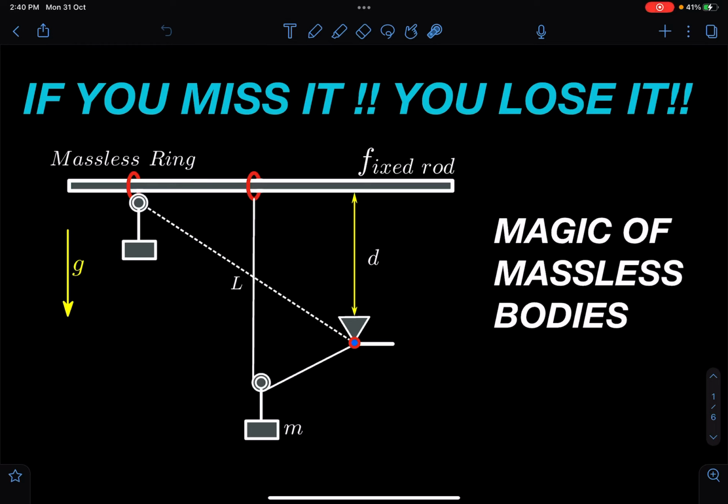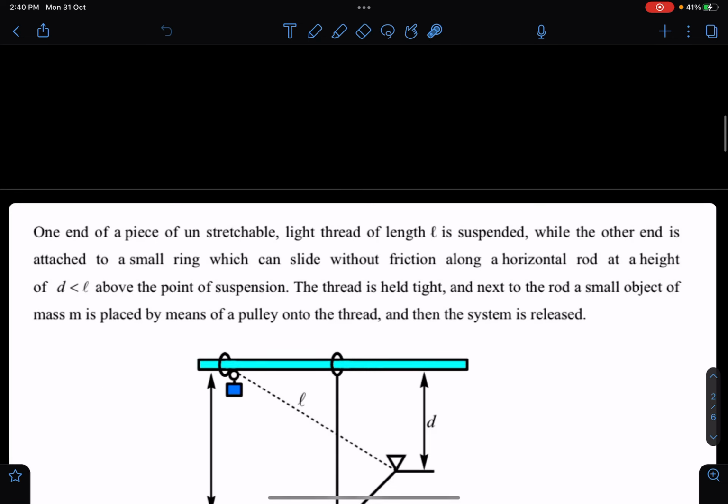I gave this question some time back in the Telegram group, and it was one of the very amazing problems, and some people could crack it. However, there are a lot of things to learn in this problem. So let's discuss the problem statement here.